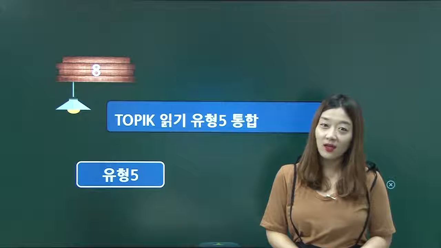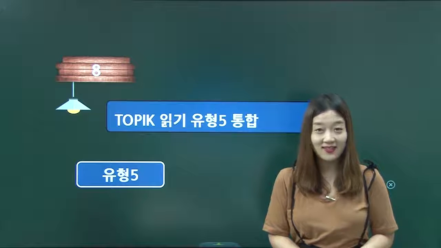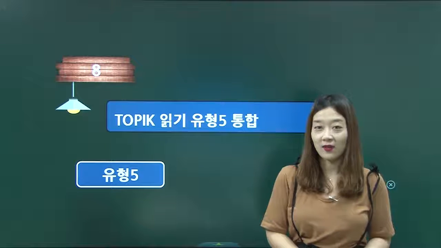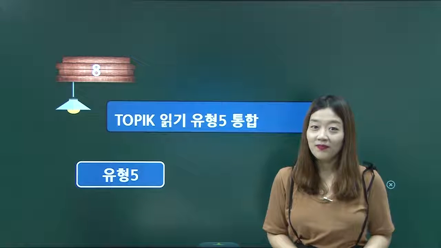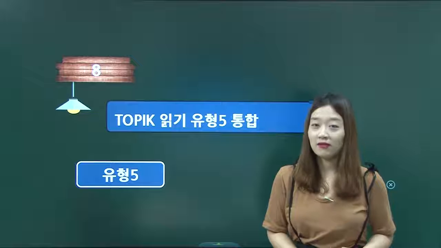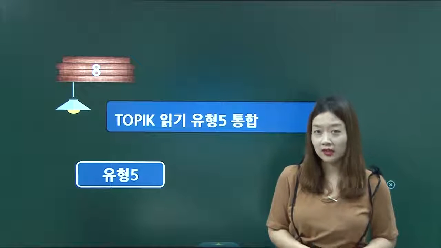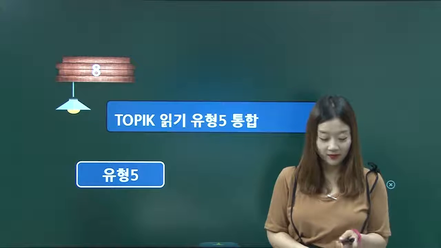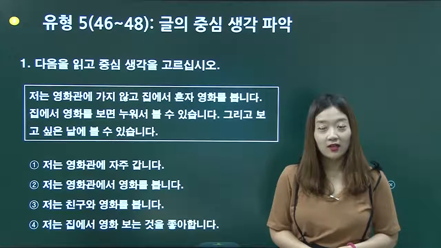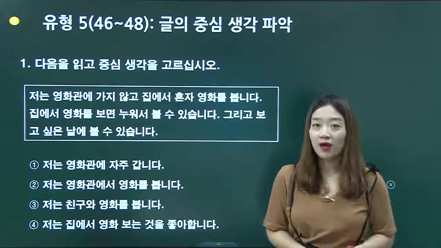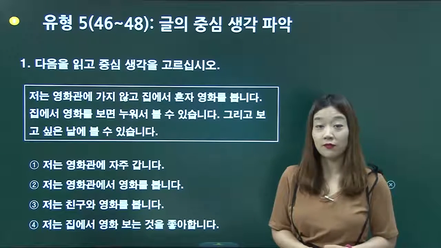And this is our 8th lesson, and we are still studying the topic test, especially the reading part, type 5. The type 5 question is: you read a short passage and select the main point. So I will show you a sample question. Look here. Type 5 questions are from question number 46 to 48.